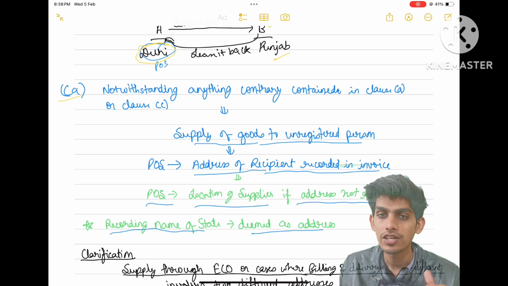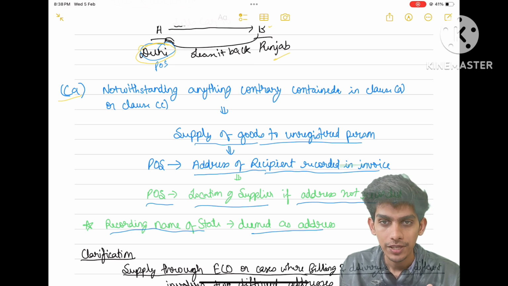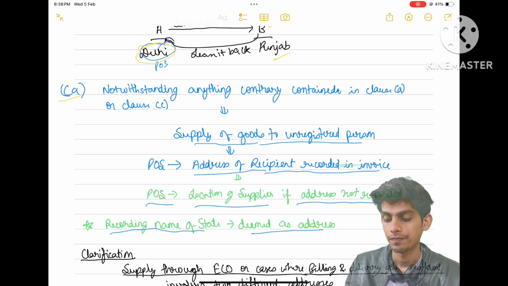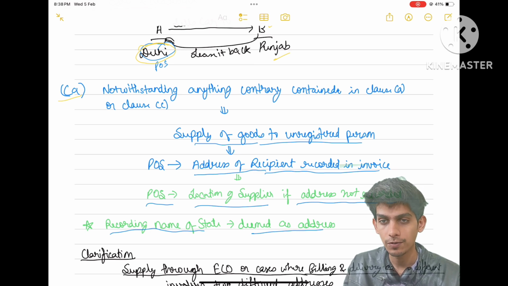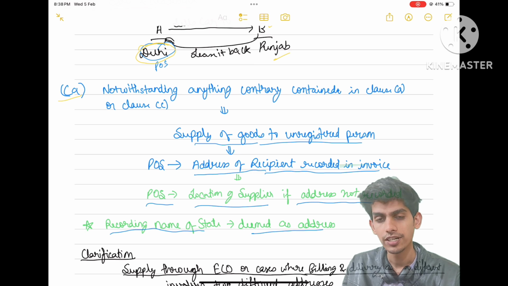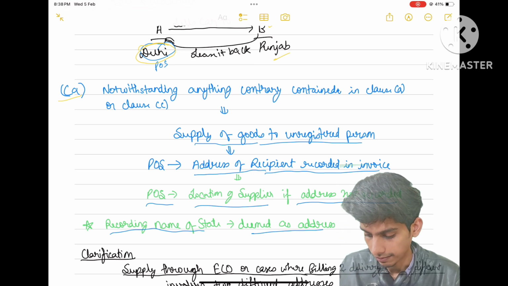The tax will go to the Chennai government. It will help the people of Chennai in the development of Chennai. So this section was introduced to benefit the government of that state from which people are moving to a different state to buy goods. So let's understand.